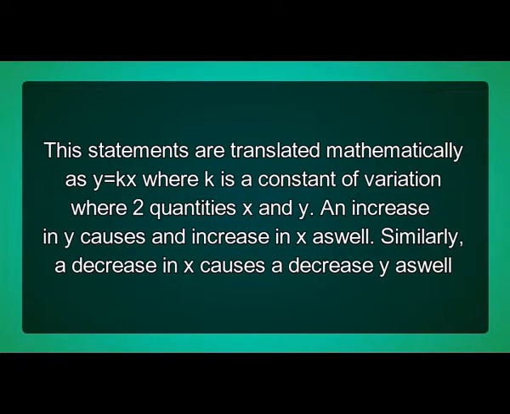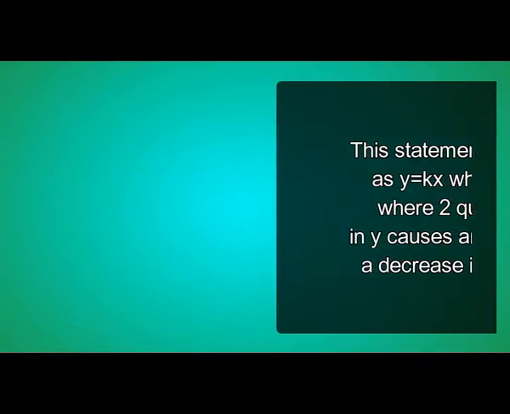There is direct variation whenever a situation produces a pair of numbers in which the ratio is constant. The statements y varies directly as x, y is directly proportional to x, and y is proportional to x are translated mathematically as y equals kx, where k is the constant of variation. For two quantities, x and y, an increase in x causes an increase in y as well. Similarly, a decrease in x causes a decrease in y as well.